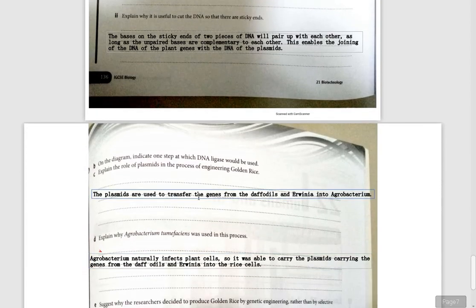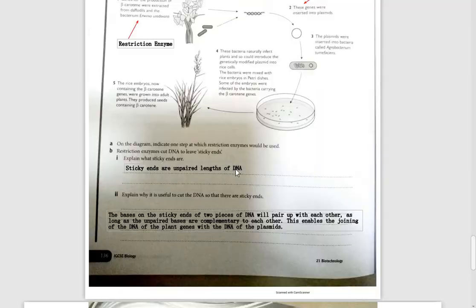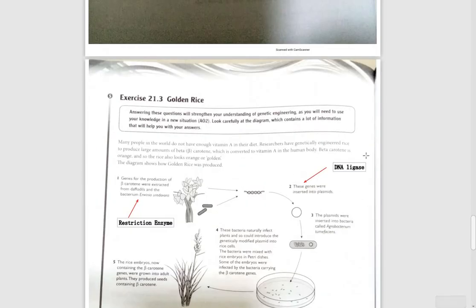Right. So now on the diagram, indicate one step at which DNA ligase will be used. So this is the step where DNA ligase is going to be used, and this DNA ligase somewhat helps in the insertion of these genes in the plasmids.